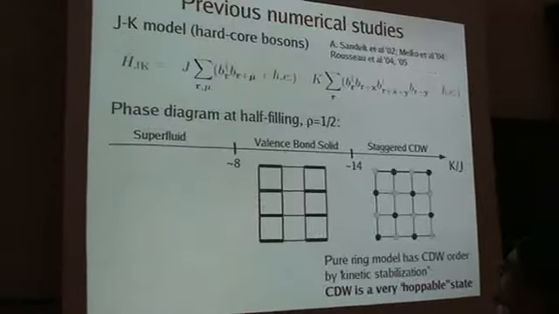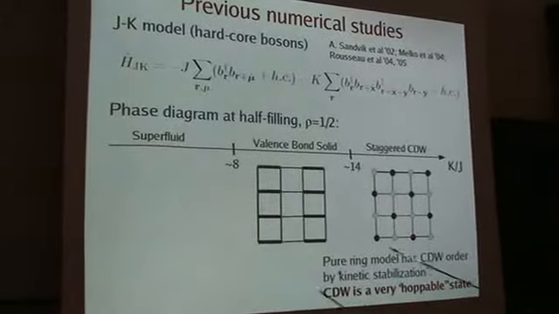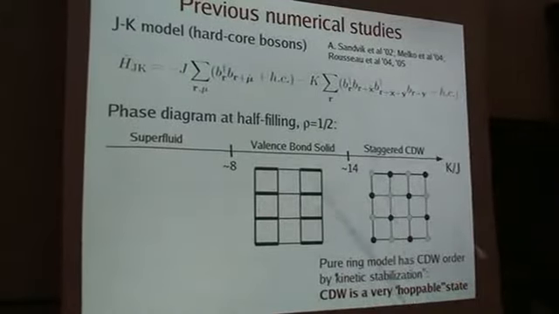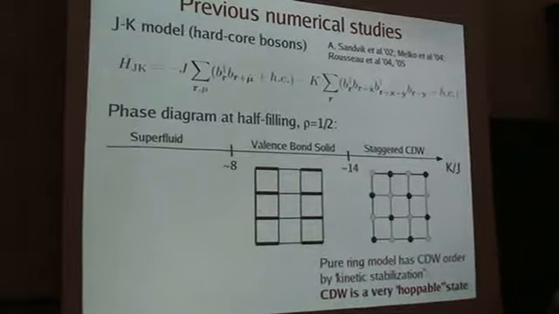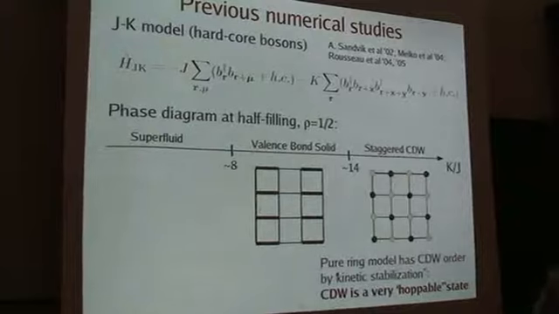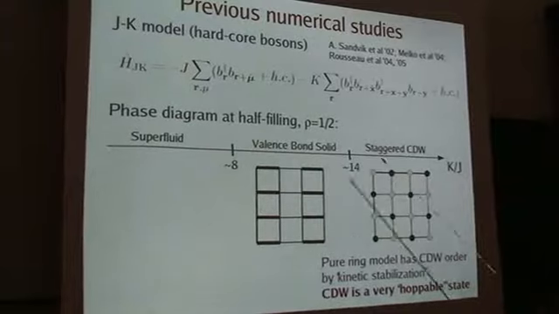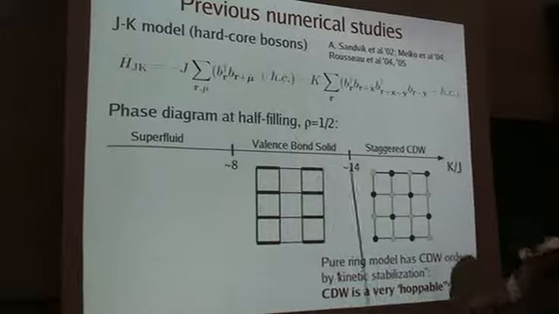So now let me mention previous numerical studies. As I already said, it was hoped that such an EBL phase may be stable in more general models, not just with ring exchanges, but also with boson hopping.